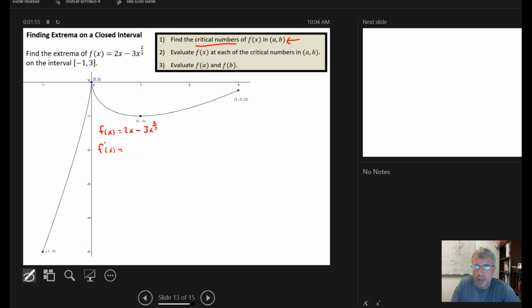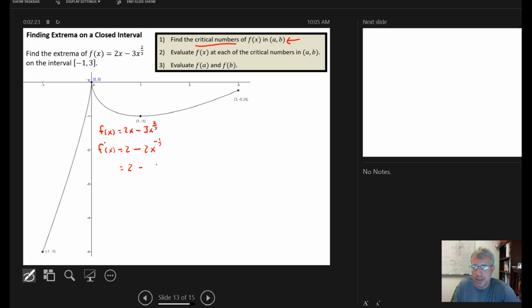So the derivative of 2x is just 2, minus 3 times the derivative of x to the 2/3. Well, that exponent 2/3 is going to come down, and then the 3's are going to give us a 1. So it's going to simplify to 2 times x, and then we're subtracting 1 from 2/3, which is going to give us a negative 1/3. And this is a case where we really do need to clean things up a little bit on the derivative.